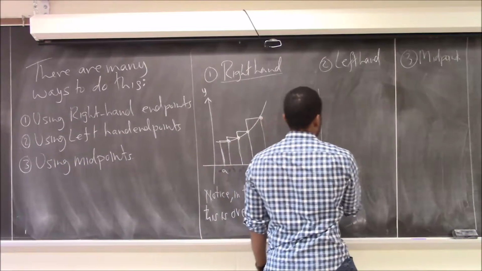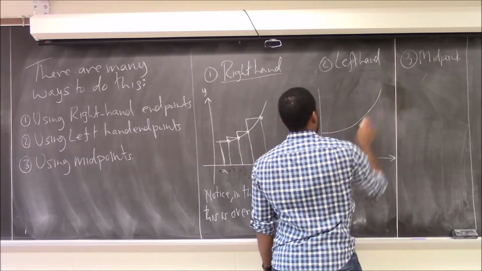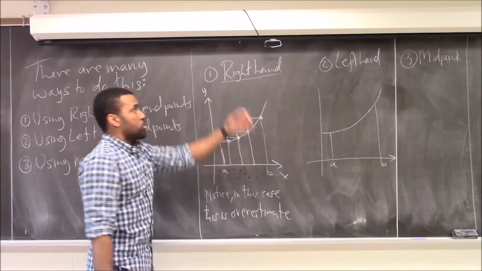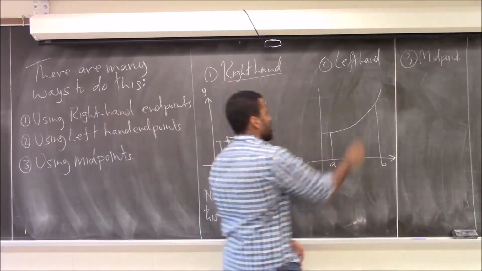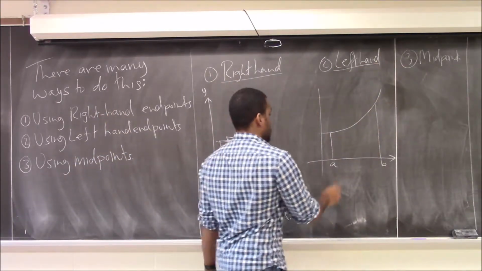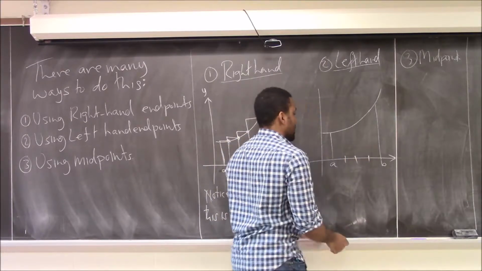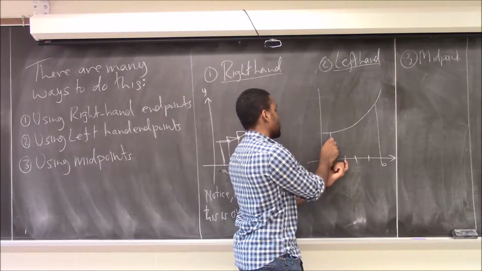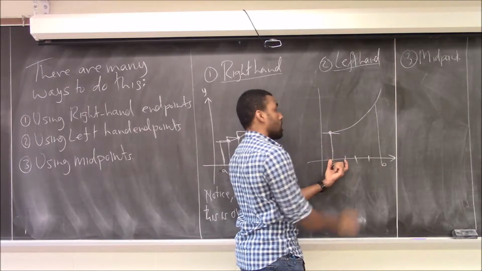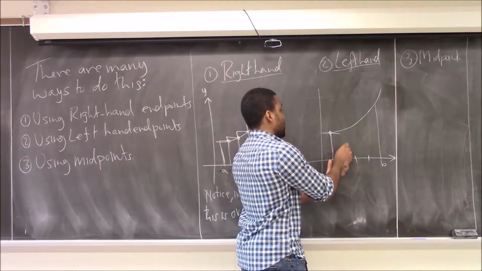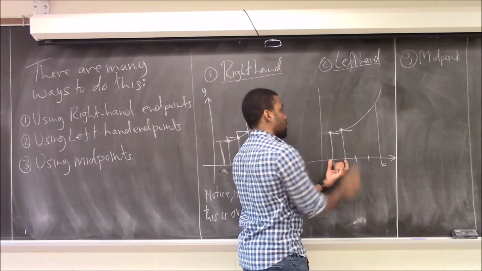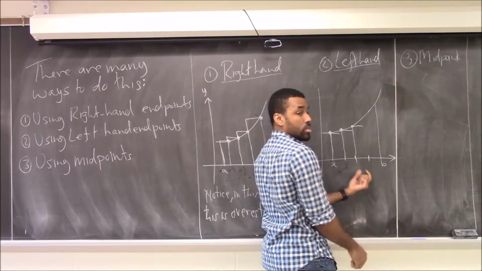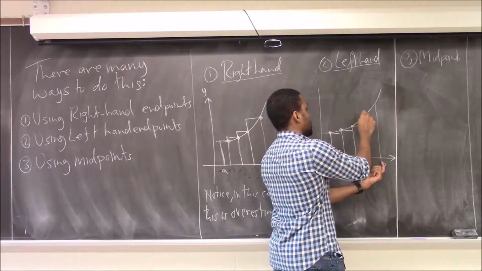I can look at the same curve between A and B. But the difference between a right-hand way of approximating the area and a left-hand way is simply that now on the interval, I let the left side of the rectangle determine the height. So the left side goes up, touches the curve, and that's the cutoff. Left side goes up, touches the curve, that's the cutoff.